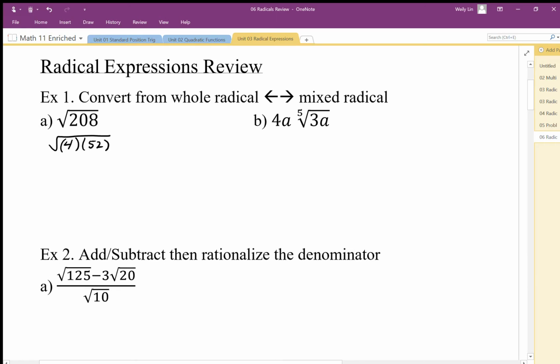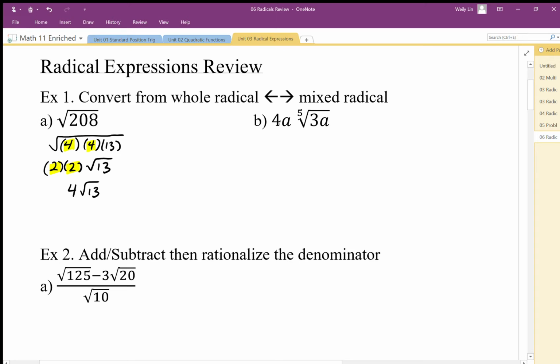Okay, 52 also has a factor of 4, so we then factor that into 4 times 13. Now if you recognize that this is divisible by 16, you could have just written it as 16. Once we identify our perfect square factors, those need to come outside the radical. So we end up with 2 times 2, and we're left with root 13 inside the radical. So this simplifies to 4 root 13.